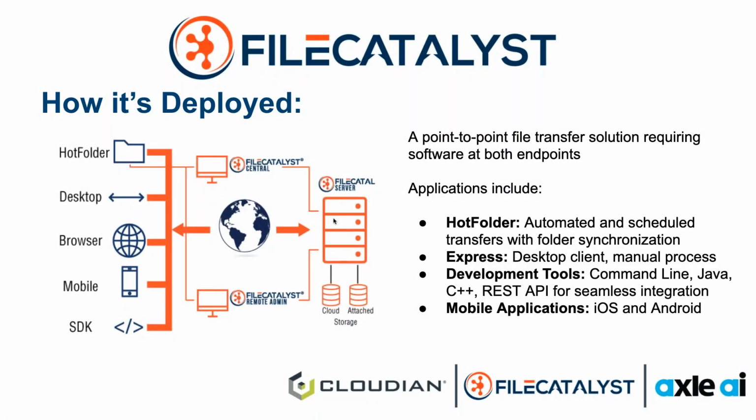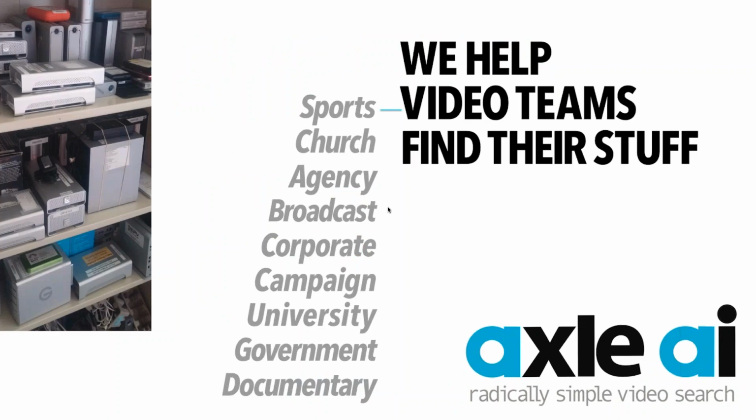And just a quick overview of how it's deployed. You can see in the middle is the FileCatalyst server with the cloud attached storage, and then the several client applications on the left-hand side: watch folders, desktop, browser, mobile. We provide all those standalone tools that can be used in addition to the SDK, which is how we plug into an application like Axle. And then on the storage side, where the FileCatalyst server is connected, that's where we plug into cloud storage providers like Cloudian. Okay, and I'll turn it over to Sam now, or Patrice from Axle.